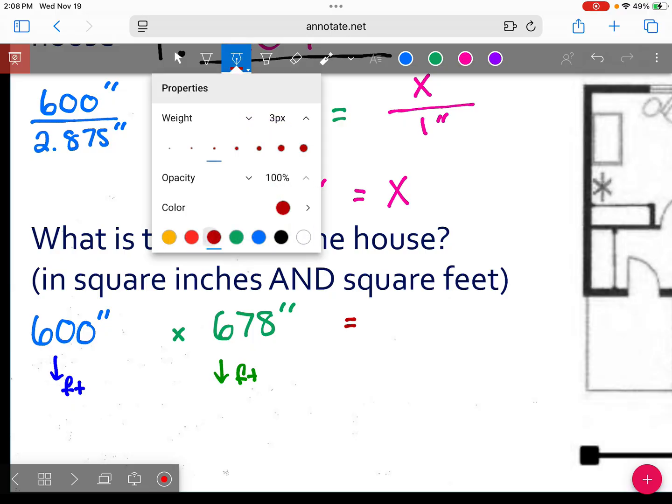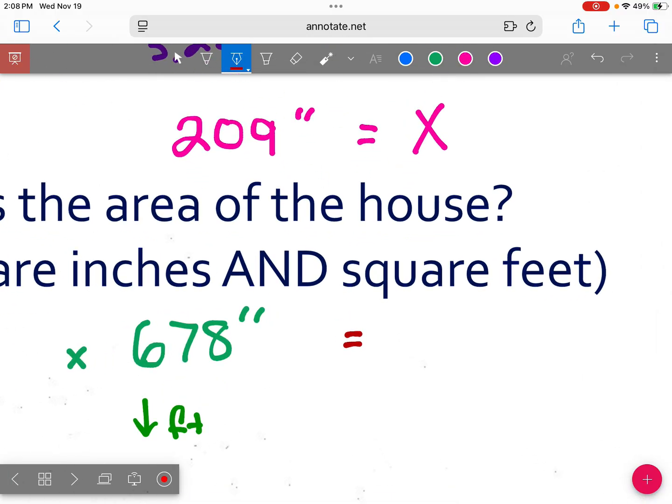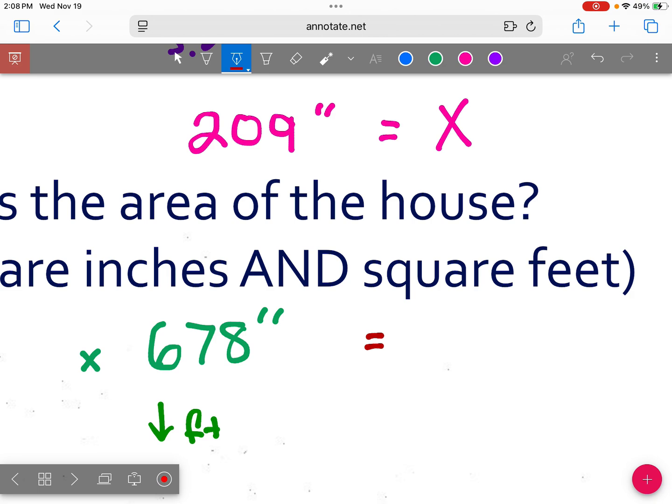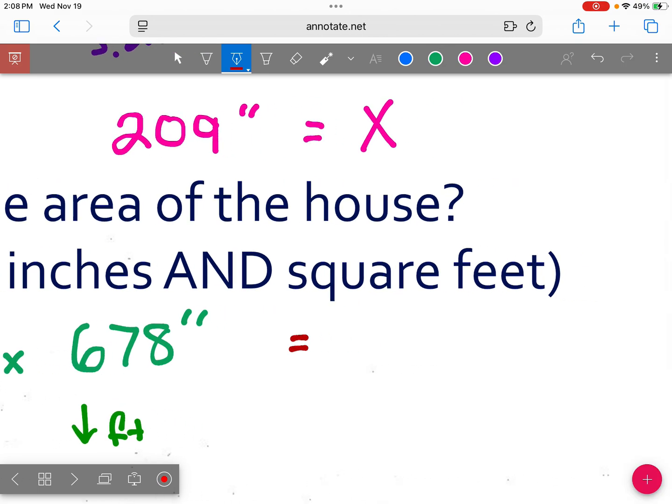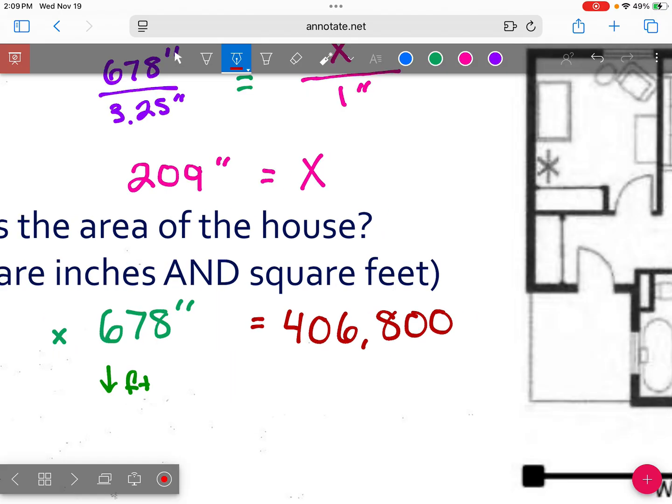How do we find the area? Multiply. So 600 times 678 is going to tell us what number to get? 406,800. And those were both in inches, so this area becomes square inches, inches squared.